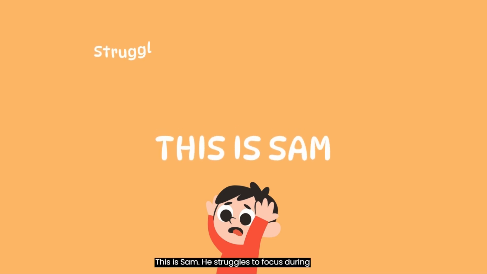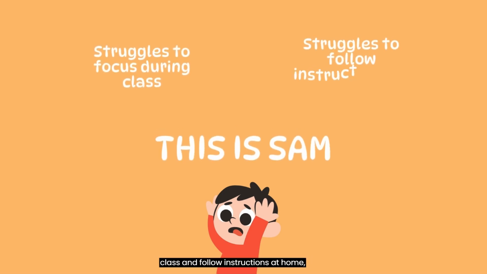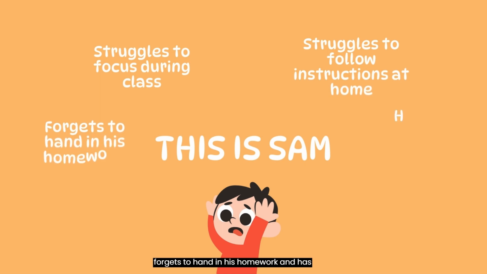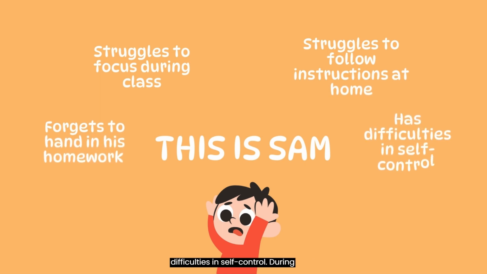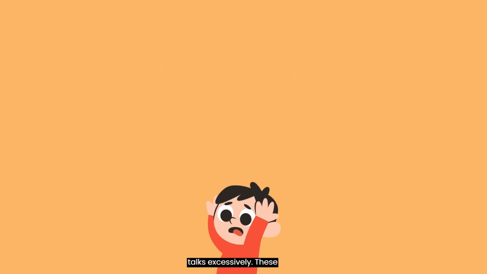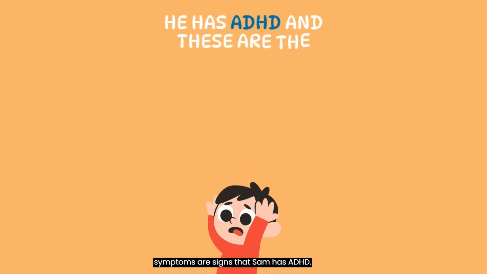This is Sam. He struggles to focus during class and follow instructions at home, forgets to hand in his homework, and has difficulties in self-control. During class, he always squirms in his seat and talks excessively. These symptoms are signs that Sam has ADHD.